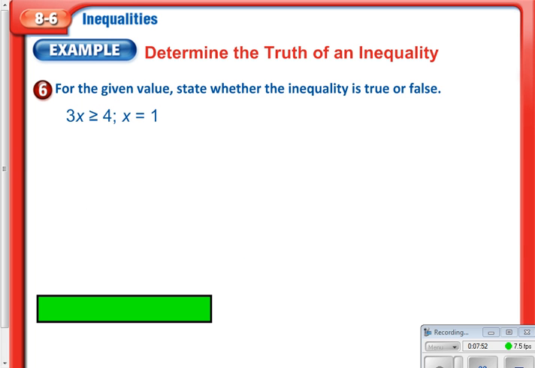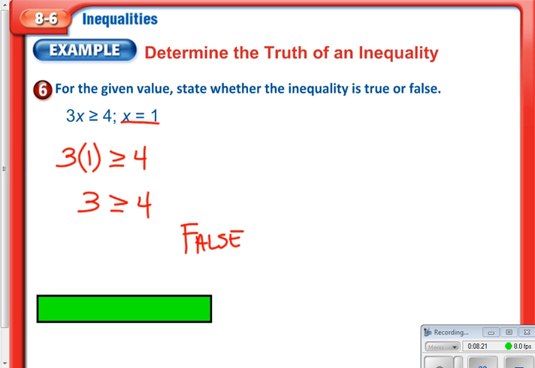Example 6, very similar to the previous one. I want you to go ahead, pause the video, work through it. Alright, now we're back. We should have substituted 1 in for x. 3 times 1 is 3, is less than or equal to 4, or sorry, greater than or equal to 4. 3 is not greater than or equal to 4, so this statement would be false. This will conclude our lesson 8.6, writing and solving inequalities, writing and graphing inequalities.